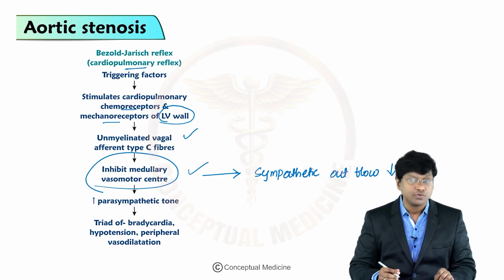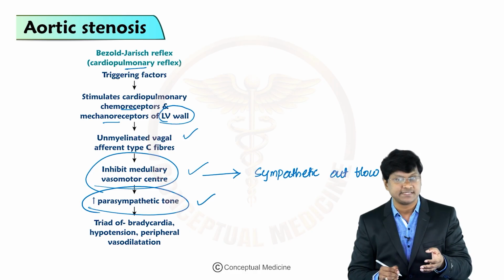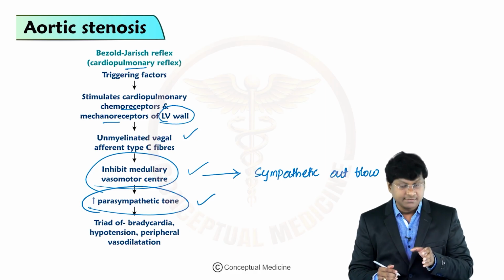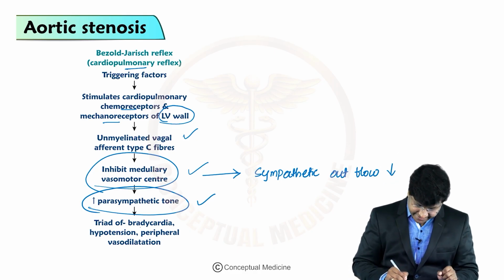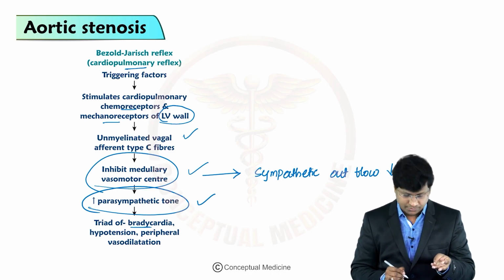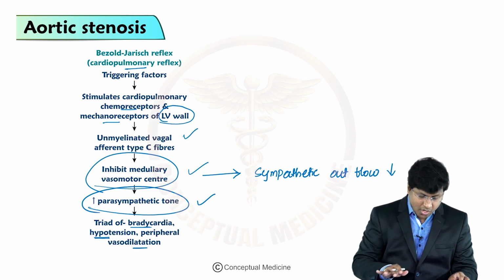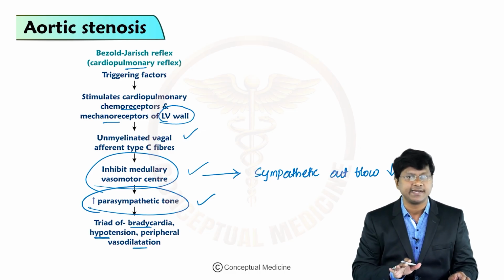Sympathetic outflow will be reduced, and there will be an increase in the parasympathetic tone. Because of this, there will be a triad of bradycardia, because there is increased parasympathetic tone, hypotension, and peripheral vasodilatation. All these will contribute to sudden cardiac death within the individual.